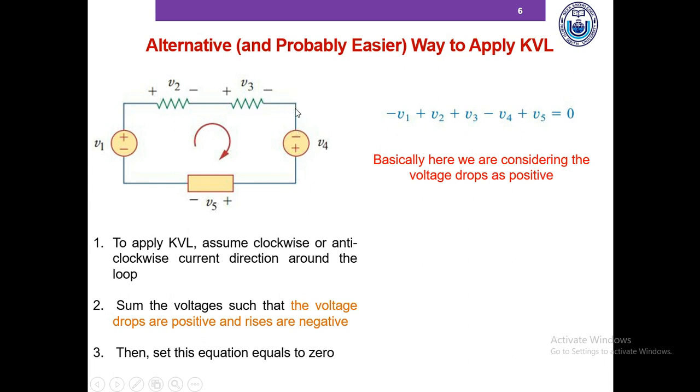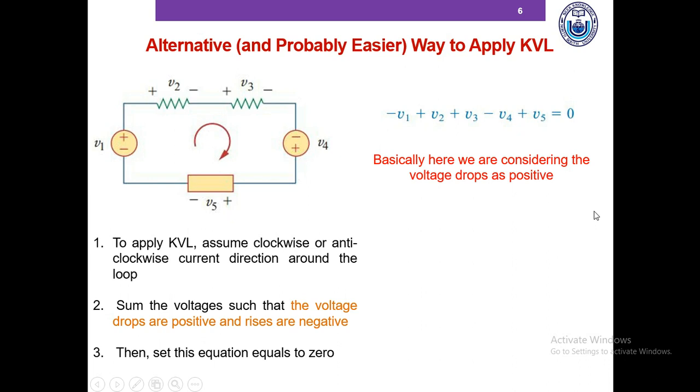And through this voltage source, as we go anti-clockwise, we go from lower potential to higher potential, which means V4 is basically a voltage rise, but since we're assuming that the voltage drops are positive and rises are negative, we write minus V4. And again, as we go anti-clockwise through this V5 voltage, we're going from higher potential to lower potential. So V5 is basically a voltage drop, and we're assuming voltage drops are positive, so we write plus V5. And we set this equal to 0.